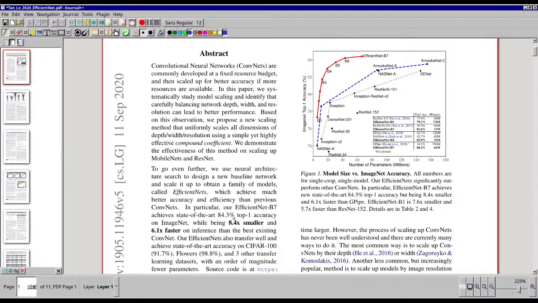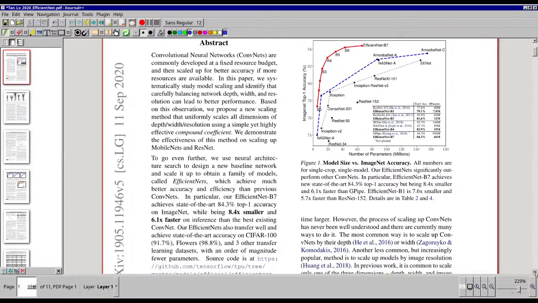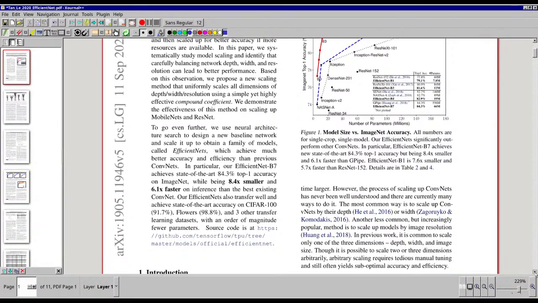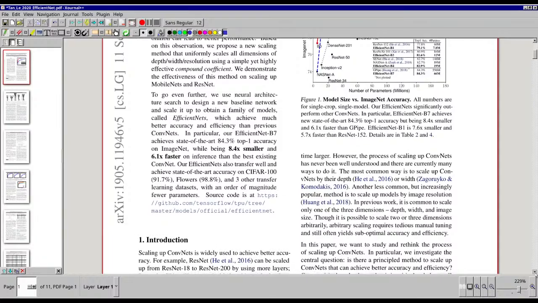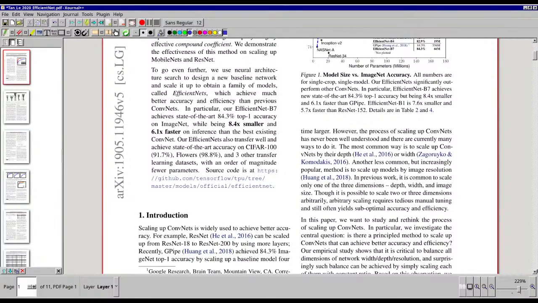Our EfficientNets also transfer well and achieve state-of-the-art accuracy in CIFAR-100, 91%, and Flowers, 98.8%, and 3 other transfer learning datasets, with an order of magnitude fewer parameters. Source code is available online.